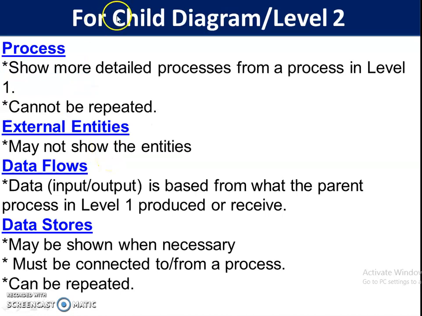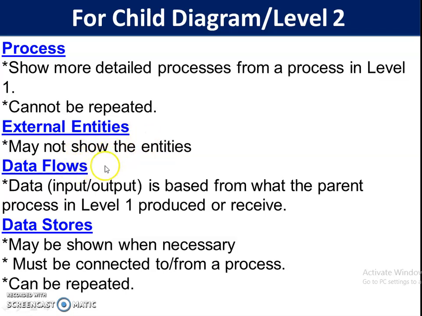Now for level 2 or child diagram, it must show more detailed processes, but take note, from a specific process only in level 1. So not all processes in level 1 may have a level 2 or child diagram. But in case it must have one, each process in level 1 must have a separate level 2 or child diagram. It should not be connected. Separate child diagram for each process from level 1. And the processes that you have here cannot be repeated as well. Then you can put the external entities, or you may not show them. It's up to you. It depends on the need.